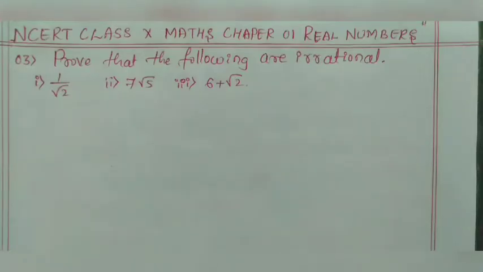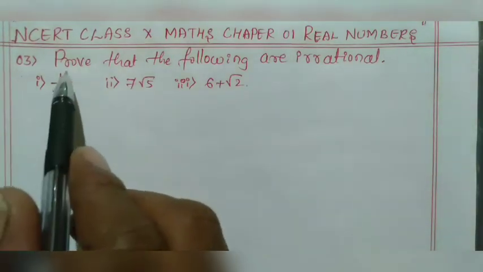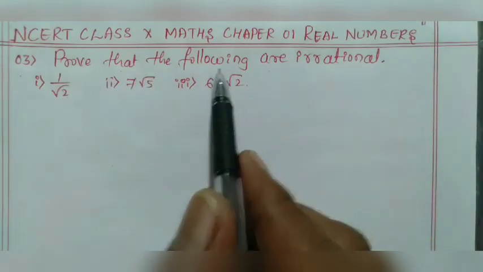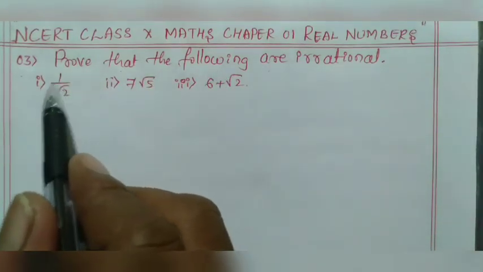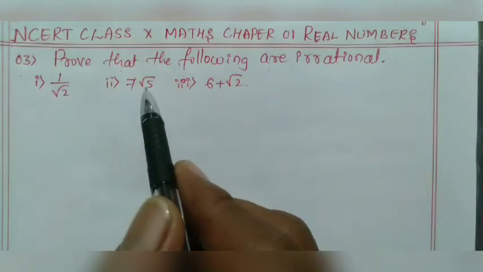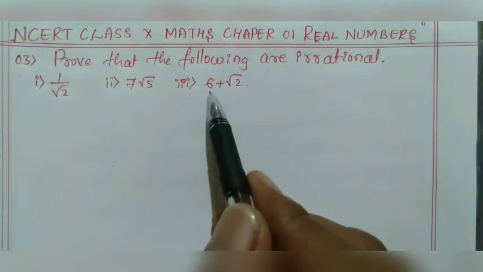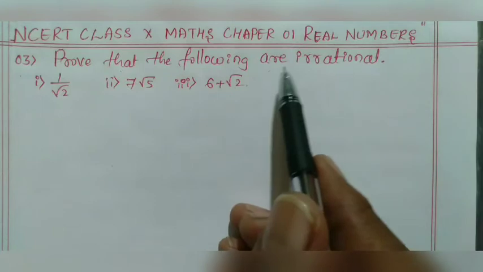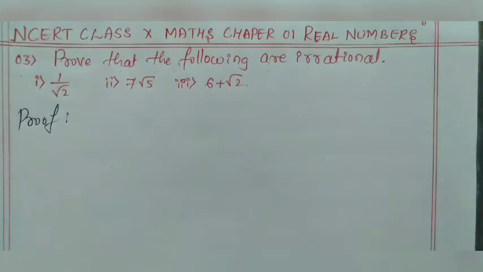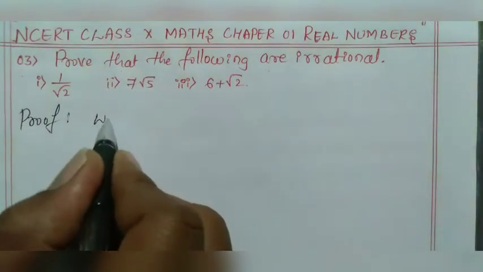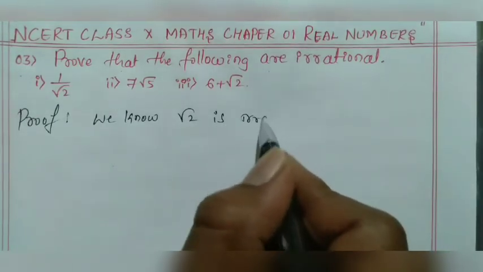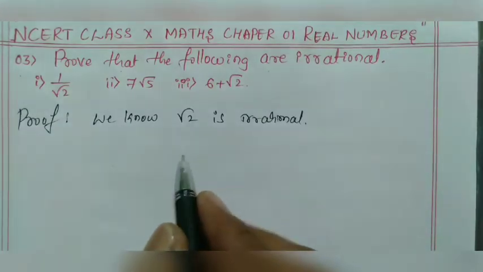Next I will go to the third question, and the question is: prove that the following are irrational. First, 1 by root 2 is irrational, and also 7 root 5 is irrational. After that, 6 plus root 2 is also irrational. You can prove these. Proof: already we know that root 2 is irrational.